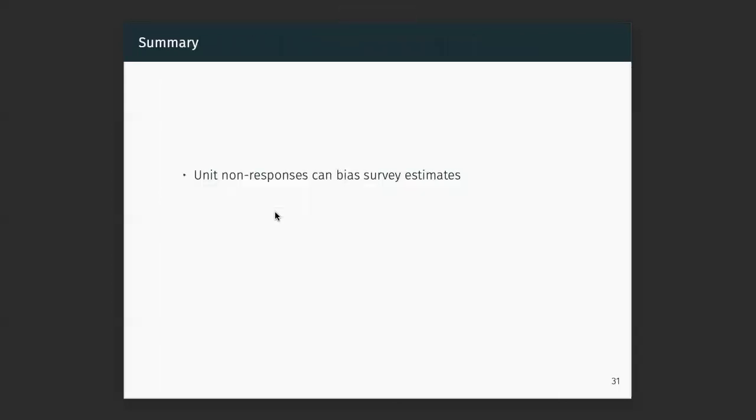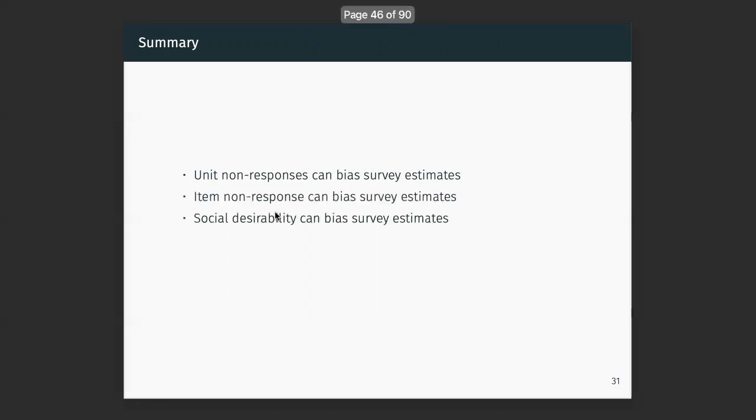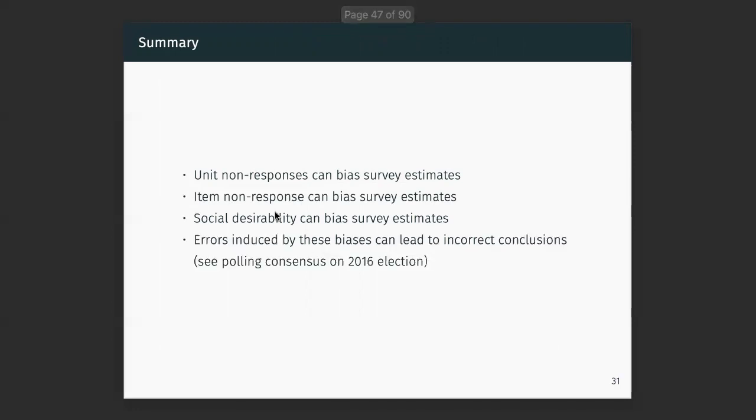Okay, so in summary, unit non-response can bias survey estimates. I hope I've hammered that home. Missing data can bias your estimates. Item non-response can bias survey estimates. Social desirability bias can bias survey estimates. Errors induced by these biases can lead to incorrect conclusions.